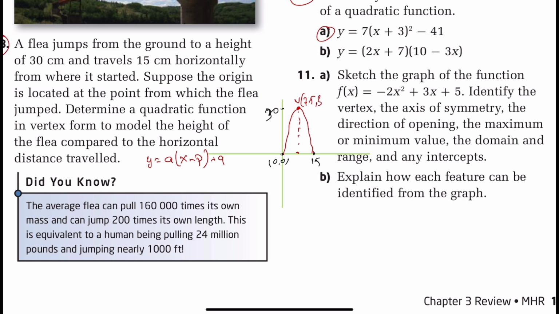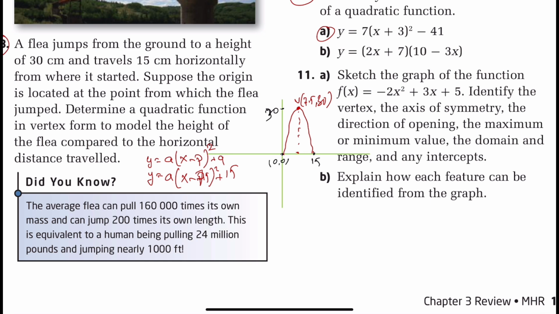Y is 30. So I have my p and my q, so I can just write my equation as a(x - p)² + q. I always forget this square. Minus p, which is 7.5 squared, plus 15. Okay, good. And because it's looking down, I know my a will be negative.